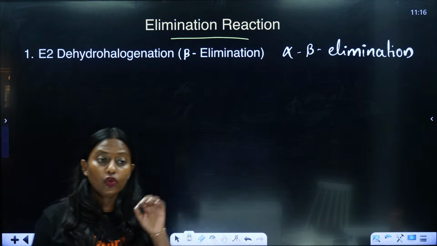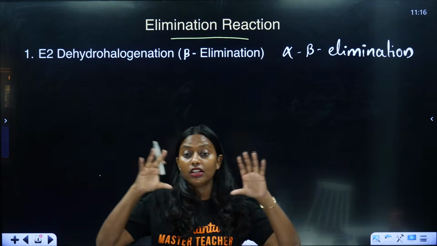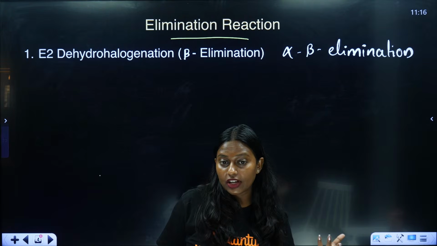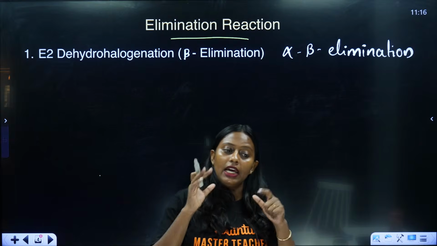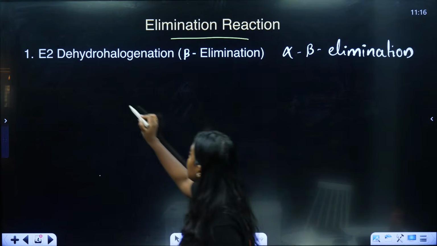Elimination reaction. When you consider elimination reactions, there are two types: E1 elimination reaction and E2 elimination reaction. So here you can see E2.